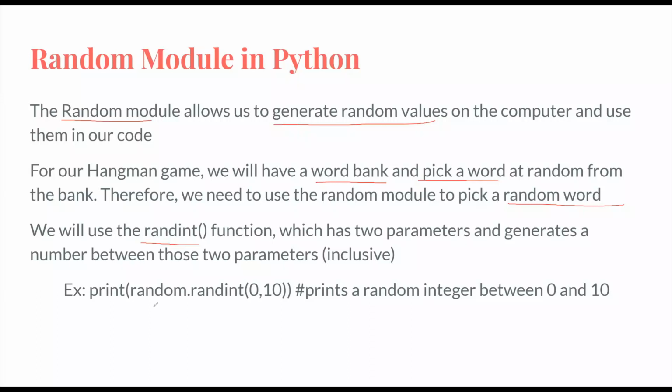So we'll use the randint function. Again, random.randint has two parameters and generates a number between those two parameters, inclusive. So it will generate a random integer between 0 and 10. Sorry, it will generate 0 and 10 as well. So it will generate any number from 0 to 10, basically. That's what inclusive means.